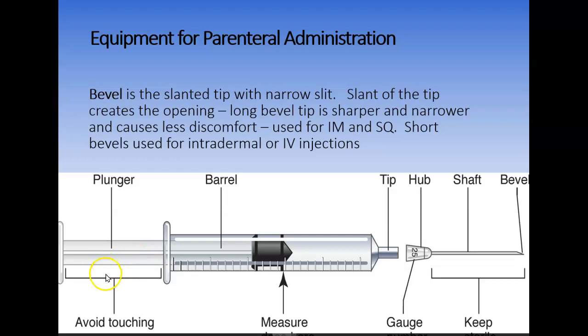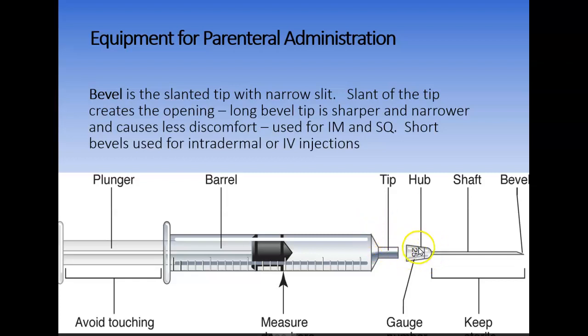Okay. So let's look at the anatomy of a syringe. You have your plunger here that goes in and out. You have your barrel, and that pressure puts the medication into the patient. You have your tip and a hub. Usually these now are called luer locks. They don't just slip on and slip off. They have threads so that they don't separate accidentally.